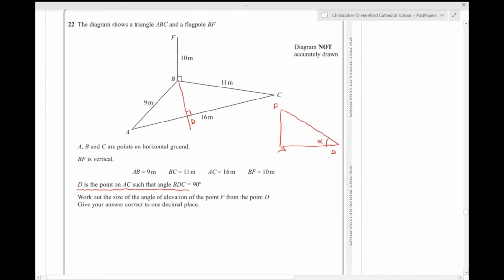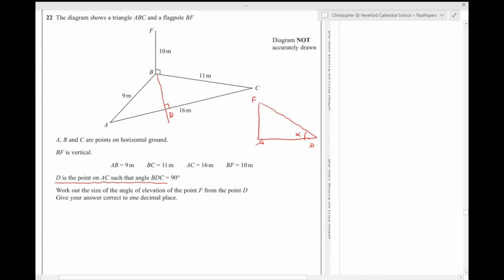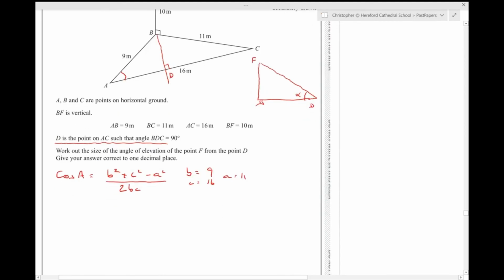The triangle on the ground, the 9, 11, and 16 triangle, I'm going to start by finding the angle A here. And I'm going to use the cosine rule for that, because I know that cos A equals b squared plus c squared minus a squared all over 2bc. And in this case, I've got b equaling 9, c equaling 16, and a, the side opposite the angle, being 11. So if I substitute those in, I find that cos A will be 0.75, and so inverse cos that, and the angle A is 41.4.